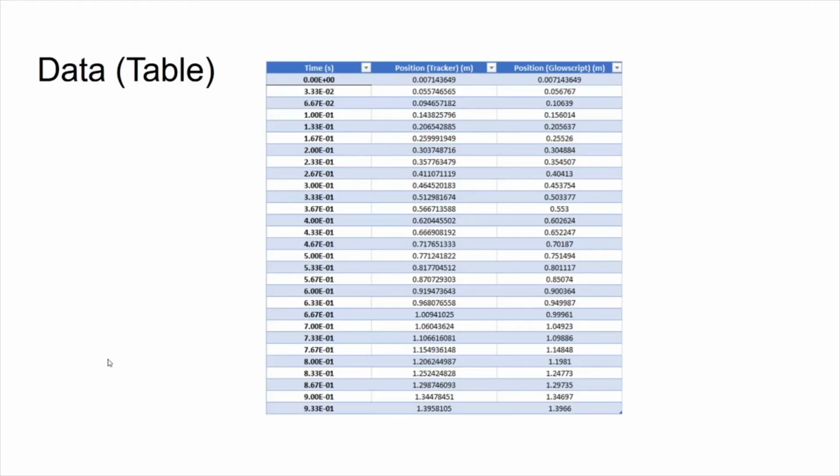So next, here's the data observed in the lab. The column in the middle is the position as observed in Tracker, and the rightmost column is the position that was calculated in the GlowScript model. I used the same time step in GlowScript as passed between each frame in Tracker in order to make the data easier to read. So as you can see, the data is pretty consistent between the two models.